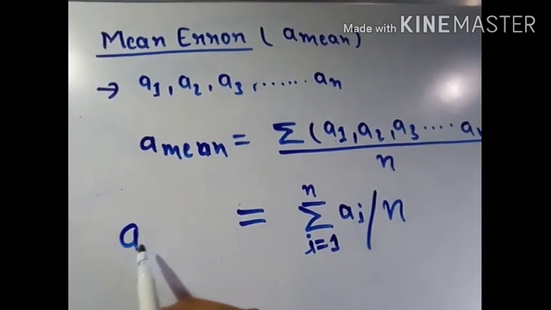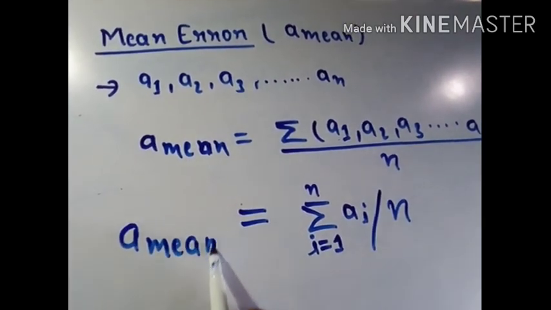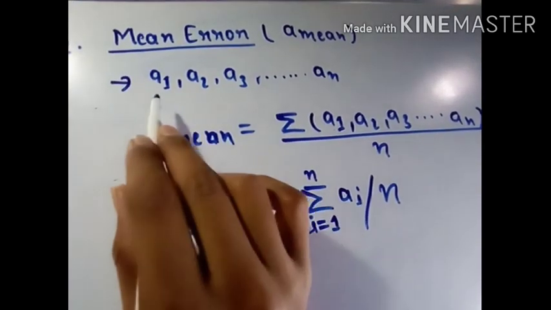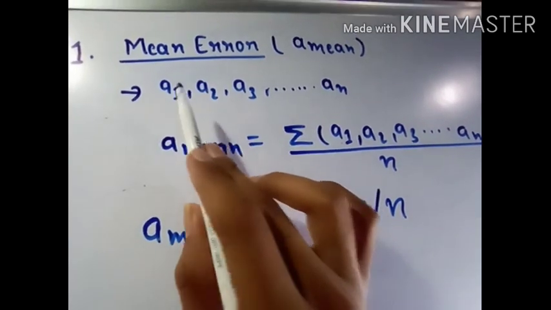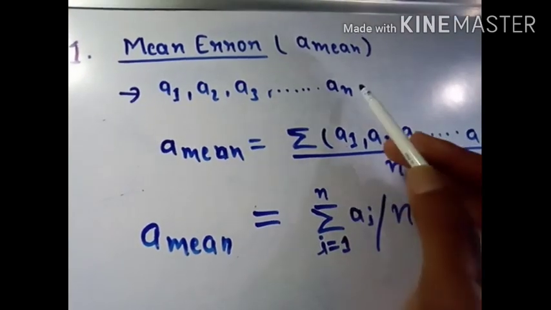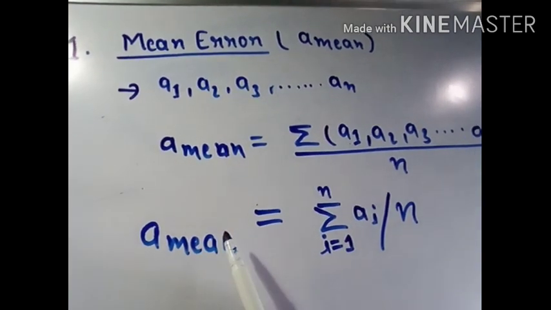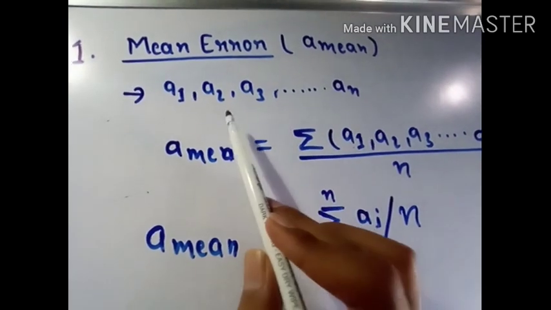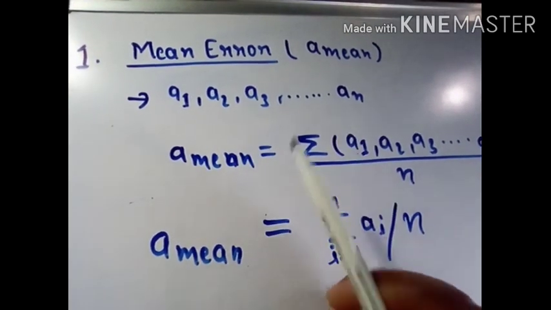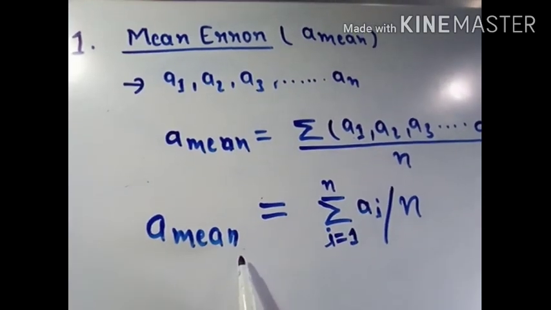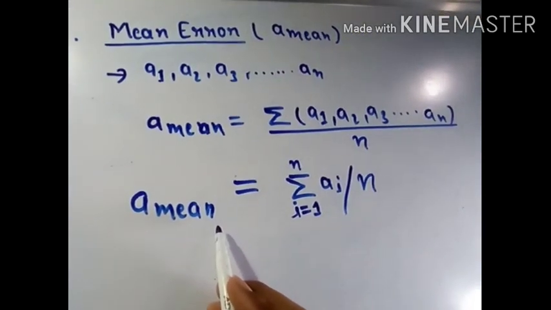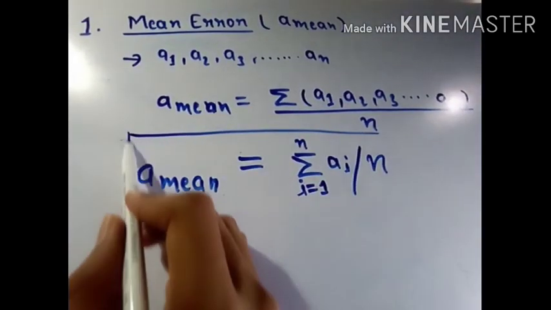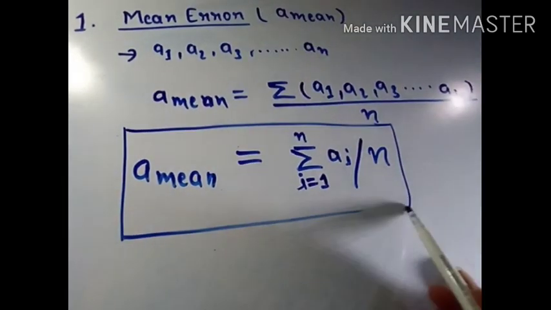Now this a mean will represent that all the quantities a1, a2, a3 up to an are compressed in a mean. Means a mean can overestimate or underestimate the true value. So a mean is also called the true value. Understand? This is the formula we obtain to calculate the mean error.